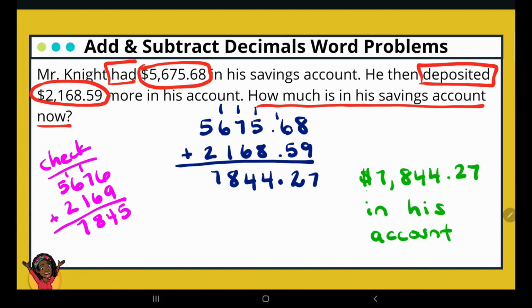So now if I compare my two answers, here I have $7,844 and some cents. And here, when I round it, I have $7,845. So it's just a dollar difference. My numbers are absolutely in the correct range, so my check works out.